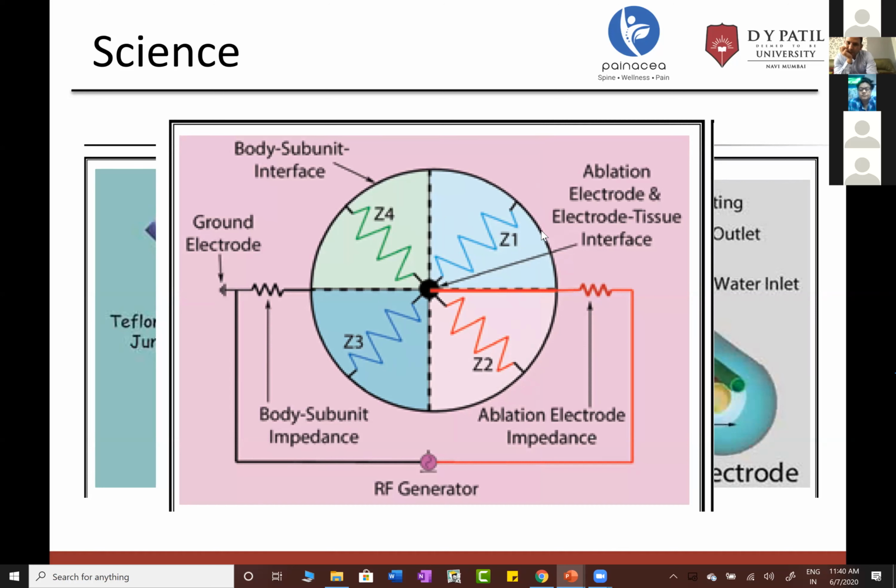So one is the ablation electrode and tissue interface. Another is the impedance of the electrode. Impedance is the resistance to current. Then there is a body subunit, and then there is a body subunit interface. So whenever the current passes from one medium to the other, this is the time when it produces the heat, because it is changing the medium.